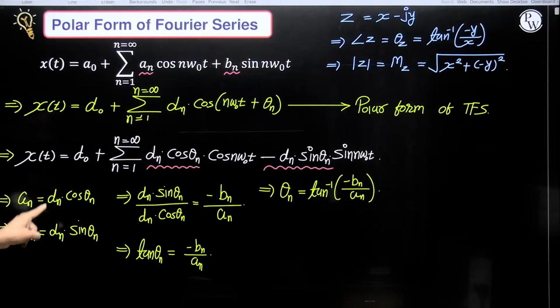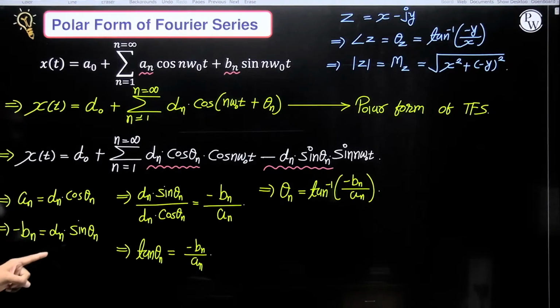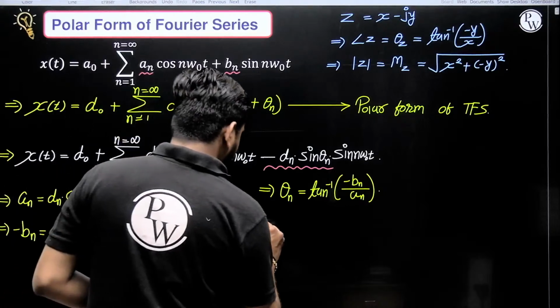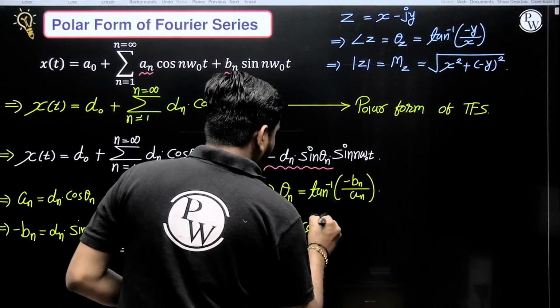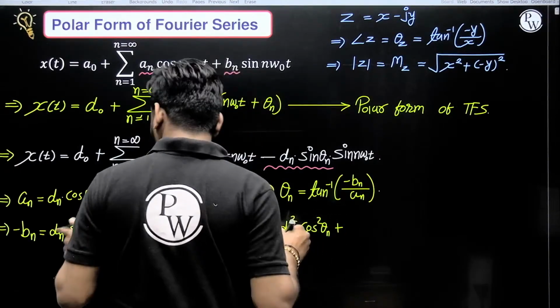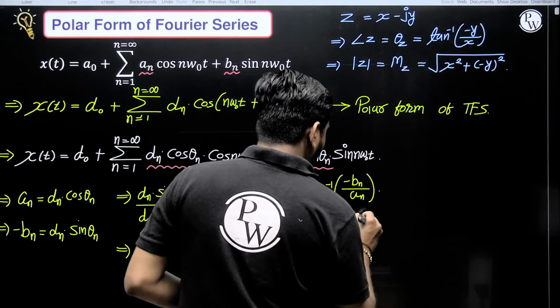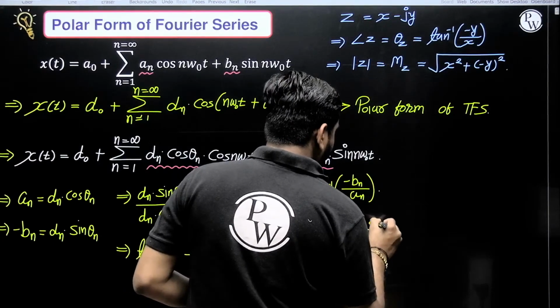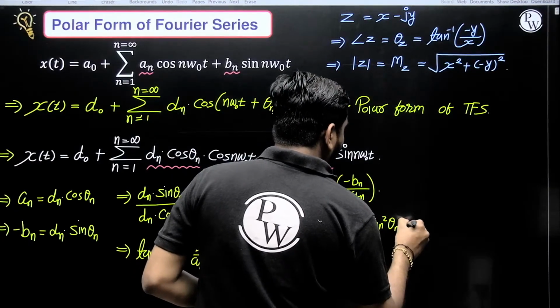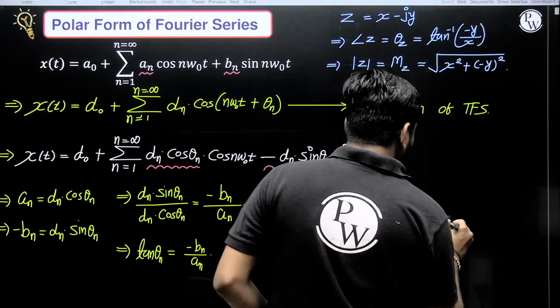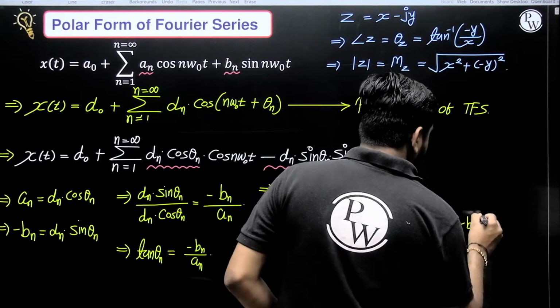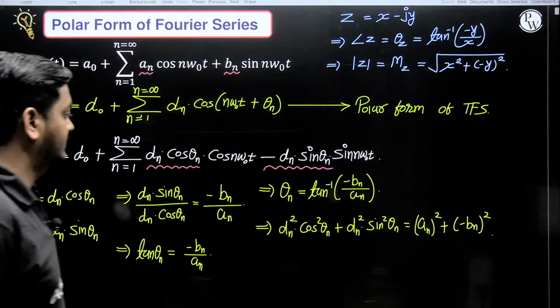And see here, if we take the square of this one, dn square cos square theta n plus dn square sin square theta n, which is equal to what? an square plus bn square. I'm writing dn square cos square theta n plus dn square sin square theta n, which is equal to an square plus bn square, and write like this.